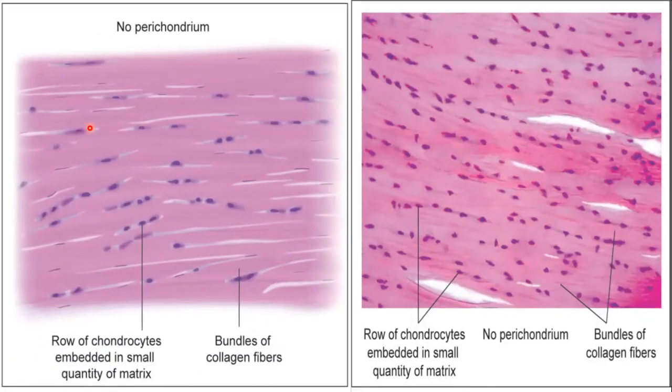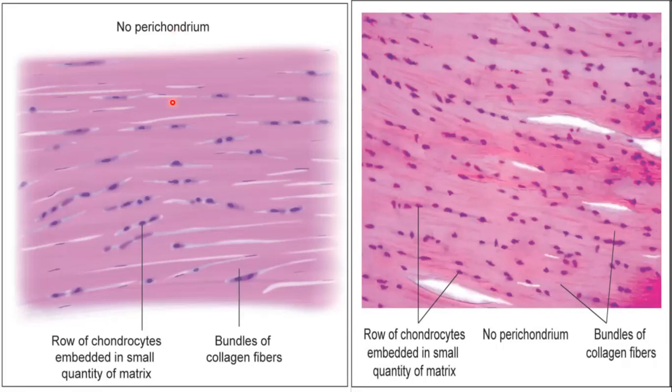Here we are. You can see now this is a fibroblast. You can see it has elongated flat nuclei. This is a chondrocyte. You can see how the lacunae are very small. This is an isogenous group. So this, and this. Then you can see the bundles of collagen fibers, type 1. No perichondrium. No perichondrium. I've put that there intentionally.